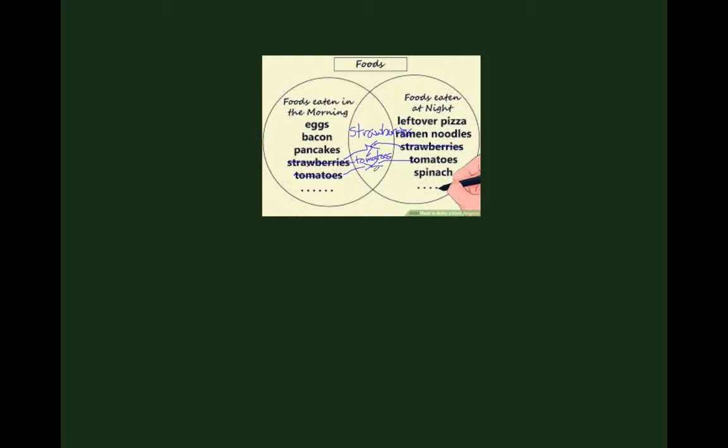And for me, another thing I would put in the intersection is potatoes. I like potatoes in the morning. I like them at night. Eggs, I eat them in the morning. Bacon, morning. Pancakes, always in the morning for me. Leftover pizza, that's not a morning food for me, although I know some college students and even my kids might put that in the intersection. Leftover pizza could be a food eaten in the morning for sure.